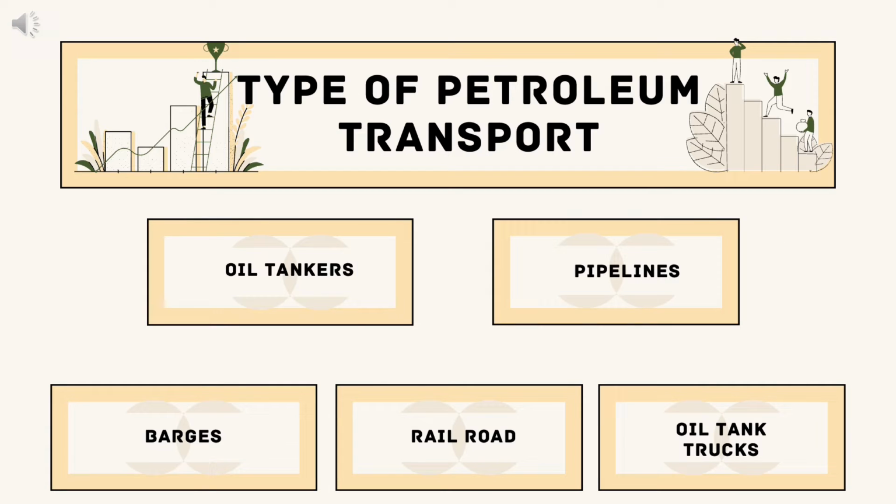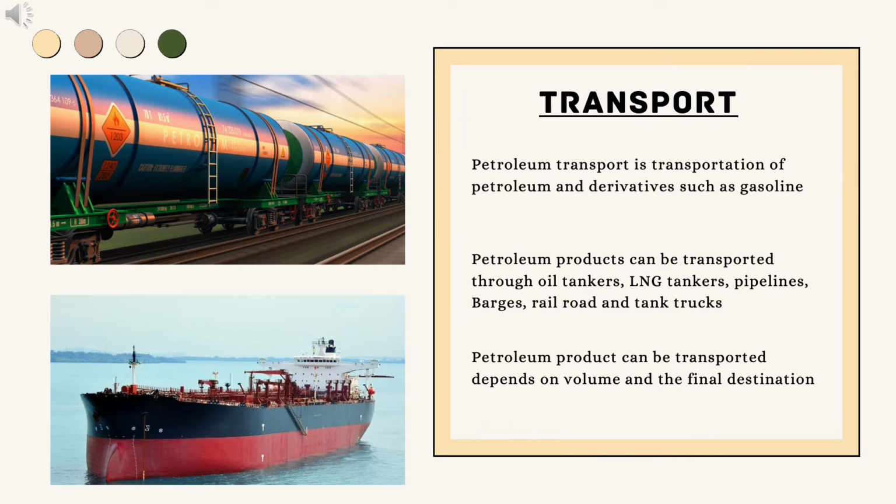Here are the 5 types of petroleum transport, such as oil tanker, pipeline, barge, railroad, and also oil tank trucks. Petroleum transport is the transportation of petroleum and derivatives such as gasoline. But the biggest problem with moving petroleum products is pollution and the chance of spillage, because petroleum oil is very hard to clean up and very toxic to living animals and their surroundings.